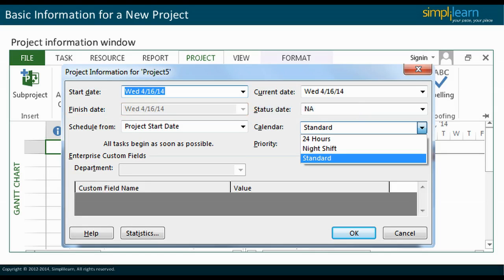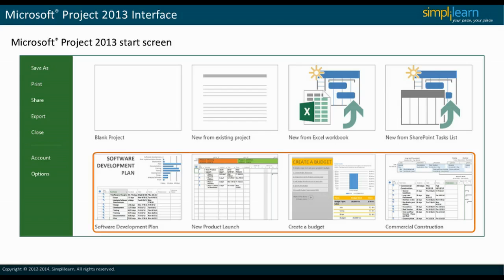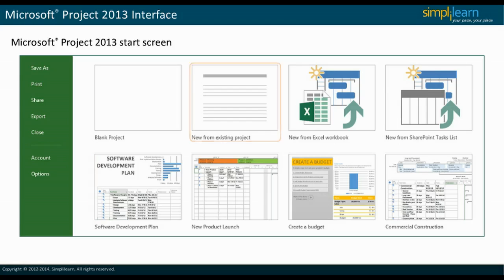In the next slide, we will look into Microsoft Project 2013 interface. The screenshot of Microsoft Project 2013's Start Screen interface is shown here. There are different ways in which a project is created in Microsoft Project 2013. Firstly, a new project can be created from a blank or existing template. Secondly, a project can be created from an existing project.